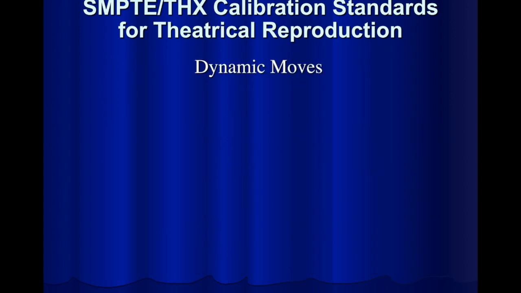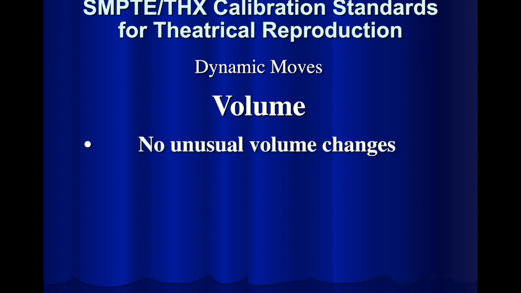Okay, dynamic moves in film. Some kind of general guidelines when you're mixing for film. First off, volume is considered a dynamic move. Obviously, dynamic range. The general guideline is you don't want any unusual volume changes. And that means you don't want something that's way too loud or way too soft. As they say, you got to get the car door right. People will notice a Mercedes versus a Ford F-150 pickup, that sort of thing.